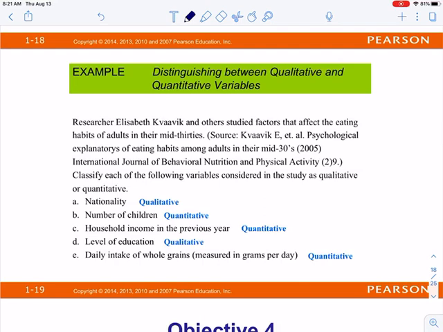Household income in the previous years, again, quantitative. Put a number to that. Your level of education, I can't put a number to that. I don't say I have a level 2 education. That's going to be qualitative. And your daily intake of grains measured in grams per day, again, because you're measuring them in grams, and I can say I had 4 grams of something, that's going to be quantitative as well.